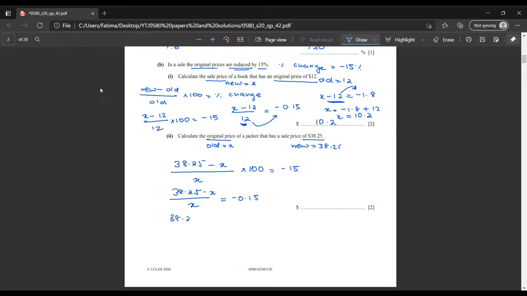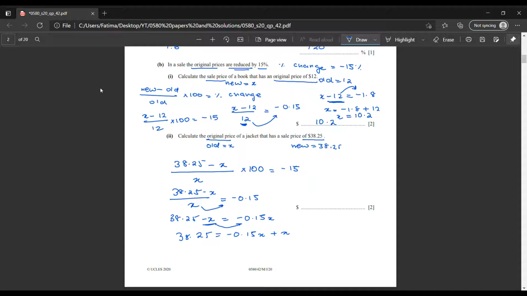Therefore 38.25 minus x is equal to negative 0.15x. The reason why is because this is going to the right hand side, so from division it will change to multiplication. Now 38.25 is equal to negative 0.15x plus x. The reason why is because negative x moves to the right hand side, so subtraction changes to addition.